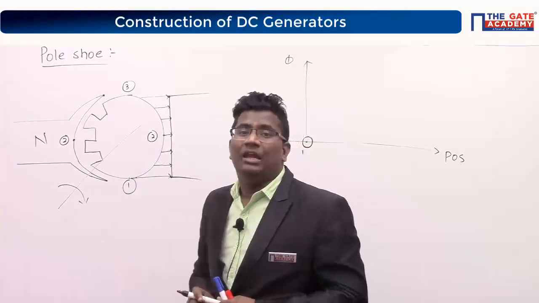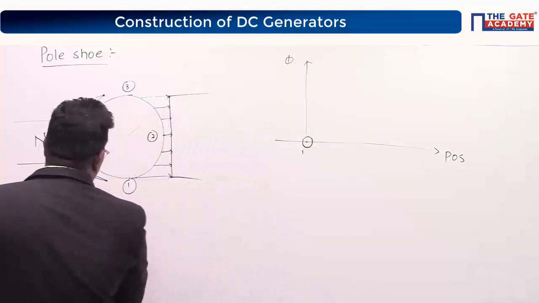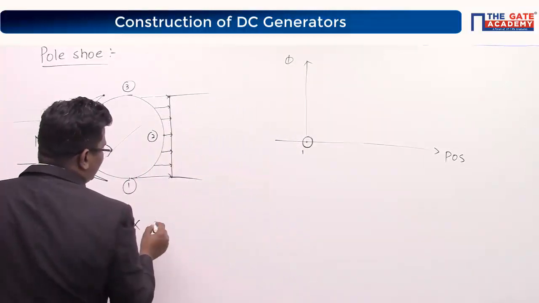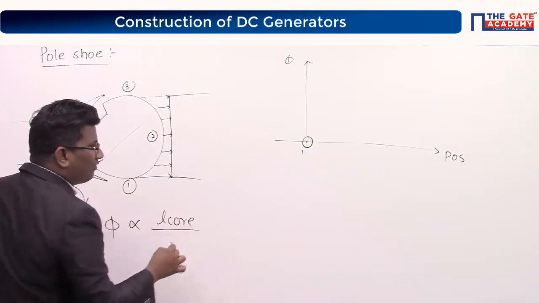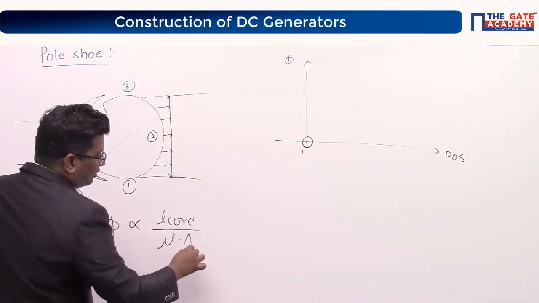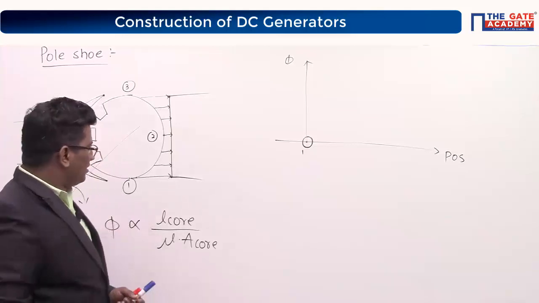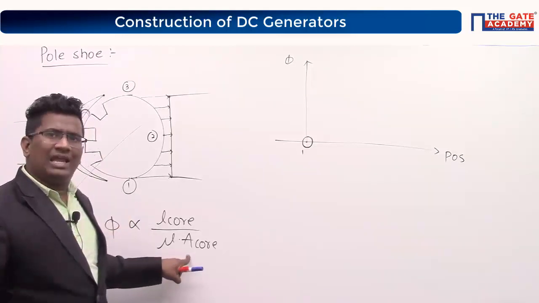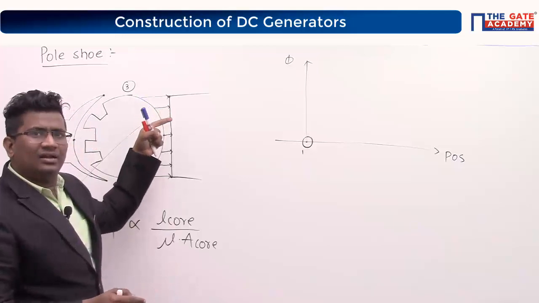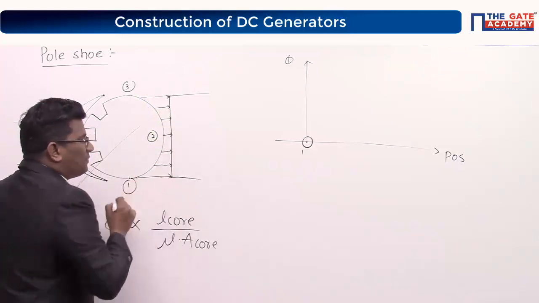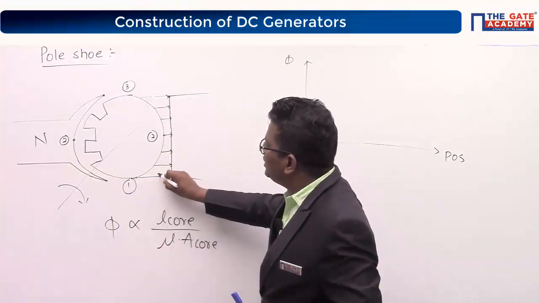If the air gap is more, is flux more or less? As we know, flux is directly proportional to length of the core divided by permeability into area of the core, or area of the air gap, right? Tell me, here the area is very small, the length of the air gap is decreasing. Here a large air gap is there, so flux will be less.